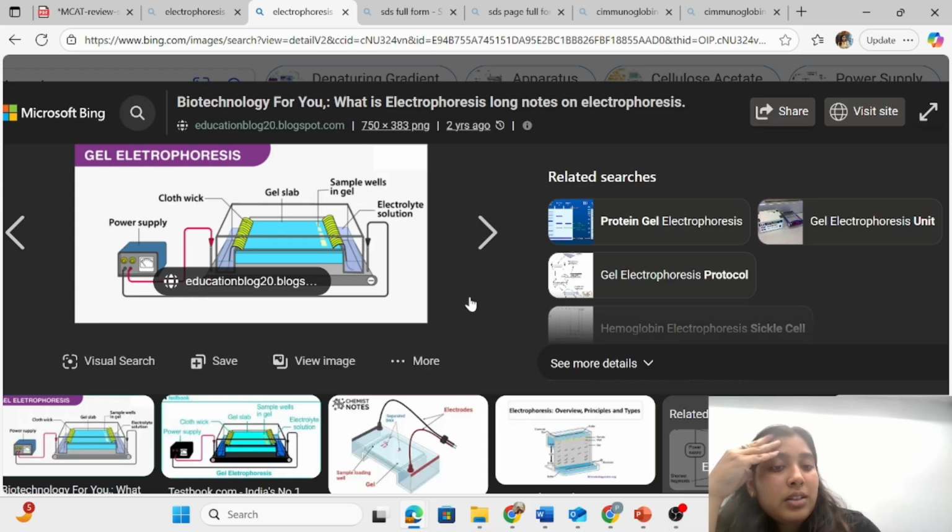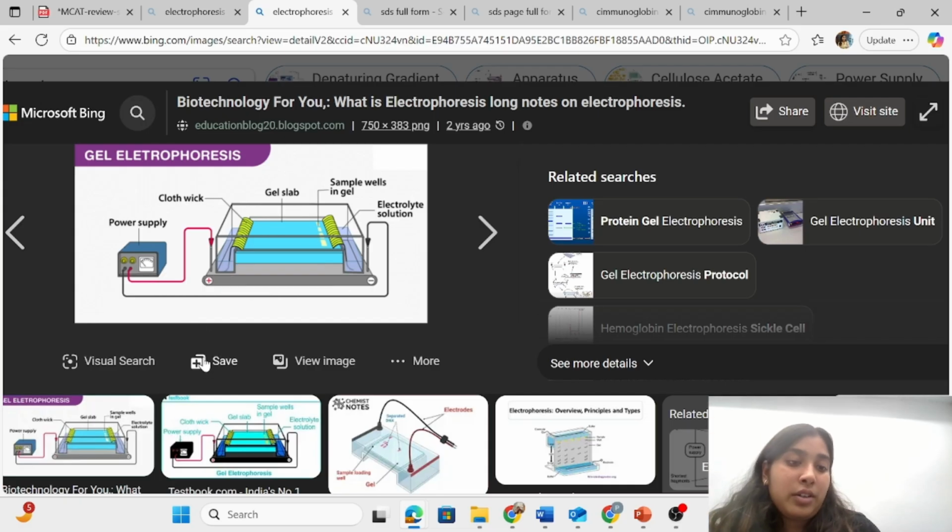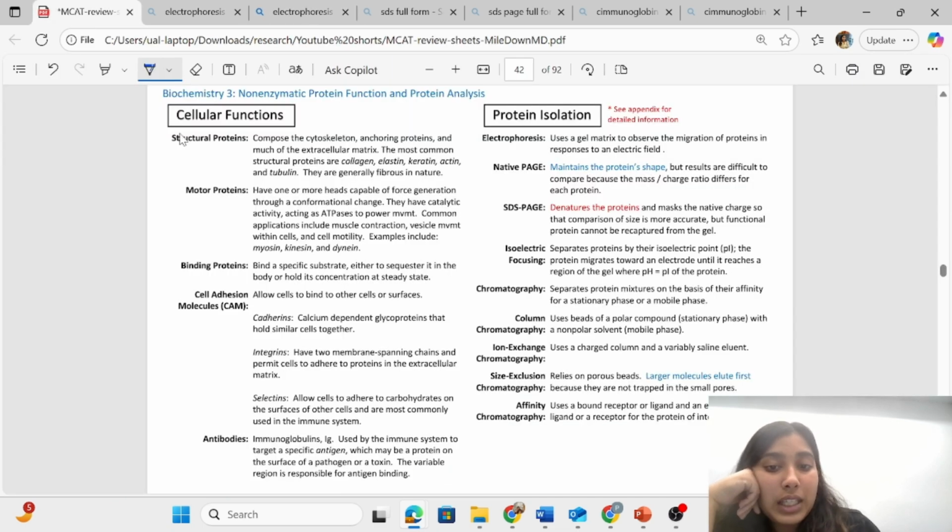So what's a new point in it is, if you see here, there's the negative pole, and here you have the positive. On your left hand side you have the positive pole. So generally we know that cathode is positive and anode is negative, but here the negative is the cathode and positive is the anode. Okay, so that's very important to know.